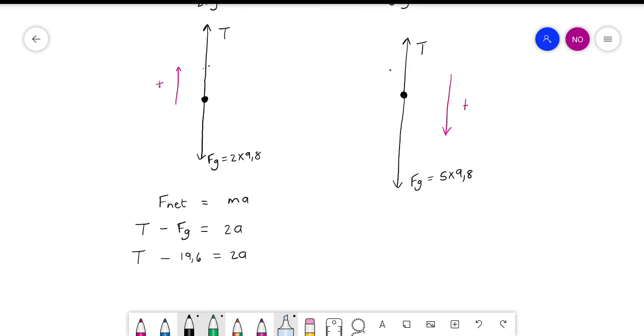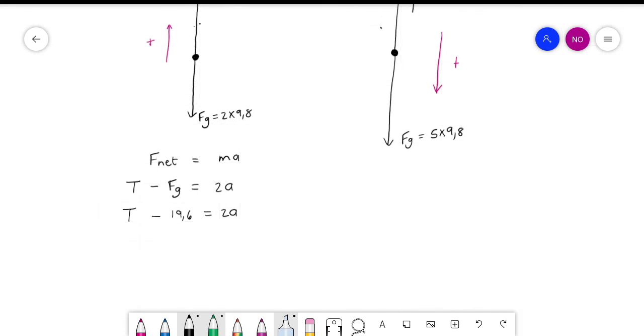Okay. Ek gaan nou terugkom na hom toe en aan hierdie kant het ons ook F net is gelyk aan M mal A. But this time it's going to be Fg minus tension. Want onthou, ons het nou vir daai boks afwaarts as positief. Stel hom sommer so lank daarin, 5a. 5 maal 9,8.